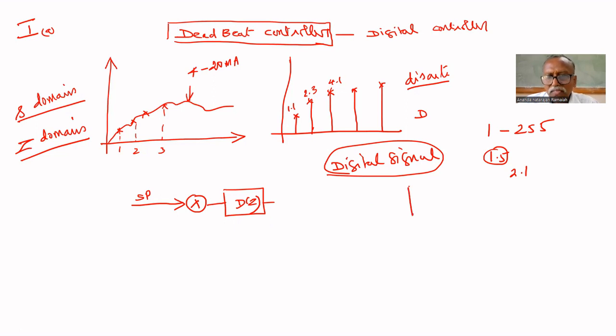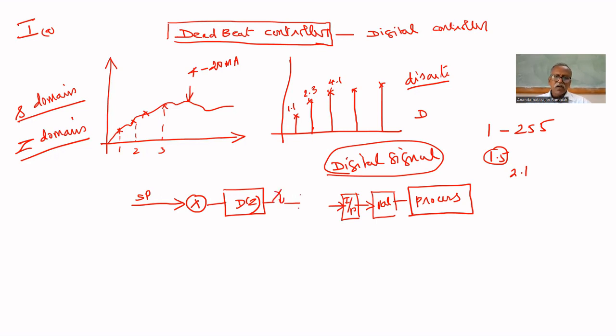Here, your process is continuous. You cannot convert the process into digital. The process is always continuous, whether it is a level process or a flow process or whatever. You cannot discretize it. Before that, you have a valve, which you cannot convert into a digital one. This is the valve. Before that, you will have I to P, so you need a continuous signal. So we have to convert this discrete signal into a continuous one.